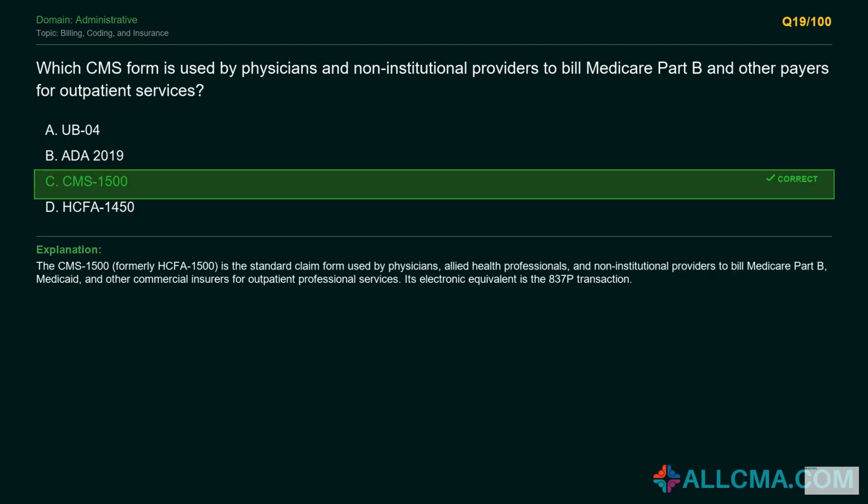The correct answer is C. The CMS 1500, formerly HCFA 1500, is the standard claim form used by physicians, allied health professionals, and non-institutional providers to bill Medicare Part B, Medicaid, and other commercial insurers for outpatient professional services. Its electronic equivalent is the 837P transaction.